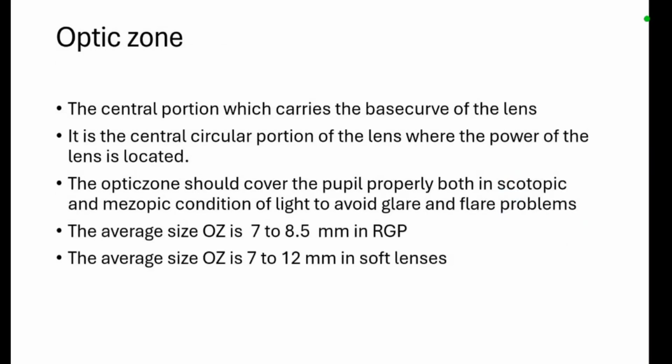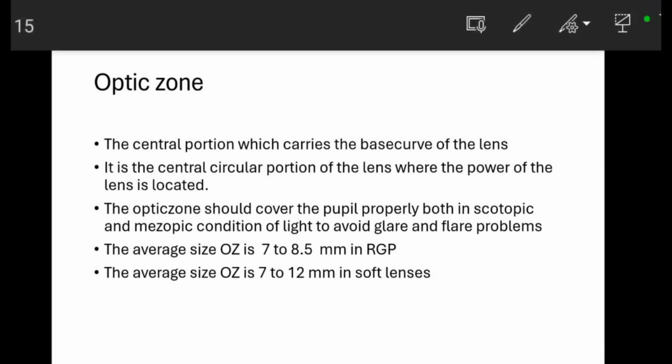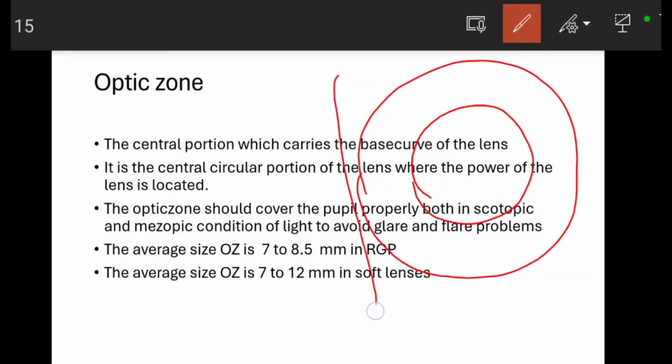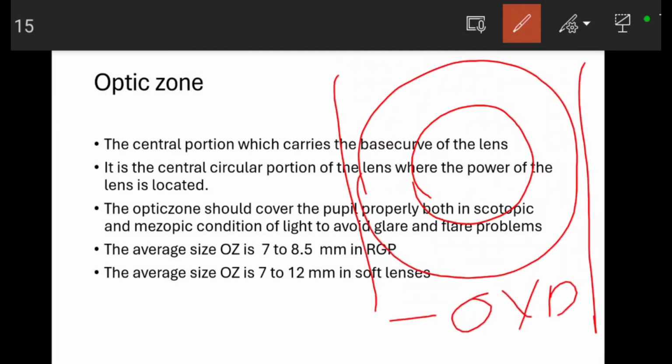Okay. Next is about the optic zone. Optic zone is very, very important. The central portion which carries the base curve of the lens is known as the optic zone. I can draw a diagram for you. This is the overall diameter, OVD. Here the central portion is there. It is known as OZD, optic zone diameter.